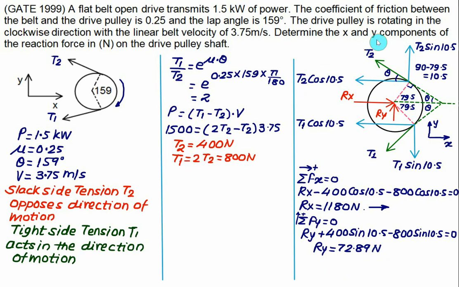So we are only interested in the X component and Y component. The X component comes out to be 1180 Newton and the Y component comes out to be 72.89 Newton. Now this part is important for us. Slack side tension T2 always opposes the direction of motion and the tight side tension T1 always acts in the direction of the motion. So whenever the motion is given, you have to first decide T1. You have to take T1 in the same direction as the motion and T2 exactly opposite.